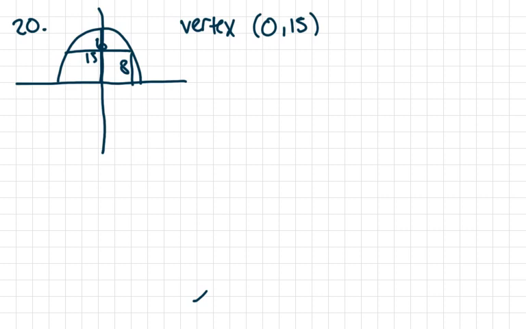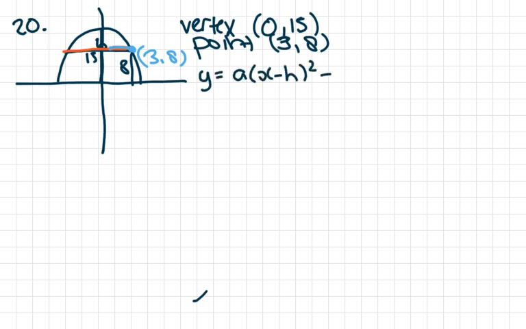One point on this graph that I know is that if this whole thing is 6 here, then this small one would be 3. So that would make this point 3, 8. So a point that I know on this curve would be 3, 8. So using those two things, I can find an equation for this. So I'm going to use vertex form since I know the vertex. So vertex form is y equals a times x minus h squared plus k.